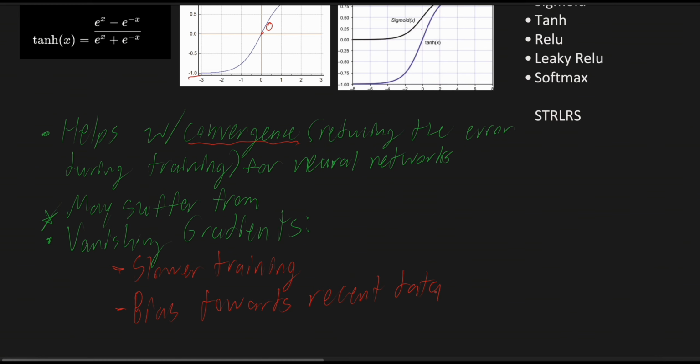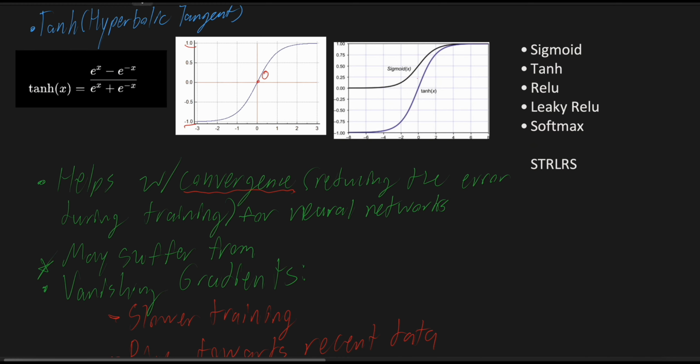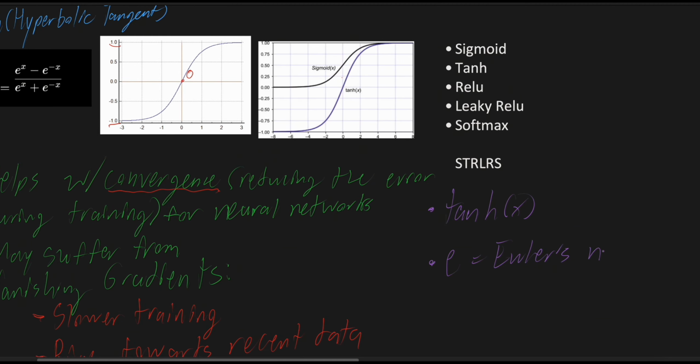But to go over the formula for the hyperbolic tangent function, typically we have our symbol, tanh of x. Then we have Euler's number that we already know, so we have e, Euler's number. Then we have x as our input to the function. Hyperbolic tan function. There we go.